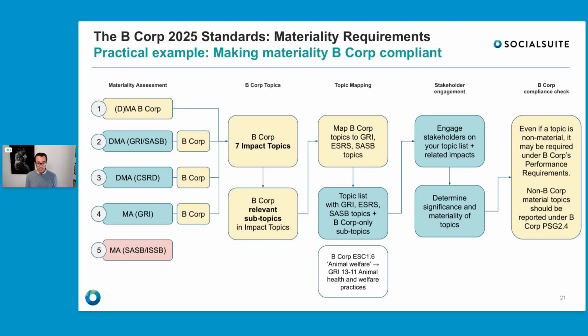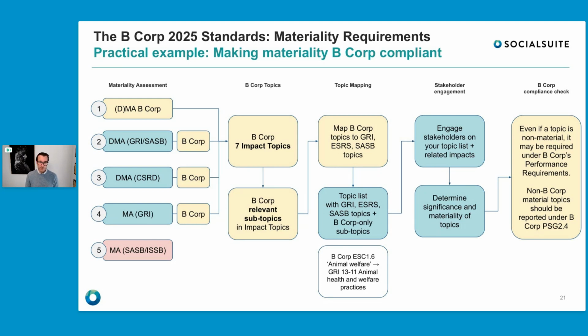Now, that is not sufficient. B Corp is very clear about it. You need to include that lens on impacts. So for the first four, we're going to look at how that looks. The fifth one, you'll have to add in that impact perspective. So that brings you back to either number 2 or number 3. Now let's look at 1 to 4. We want to make sure that in those materiality assessments, we incorporate B Corp.